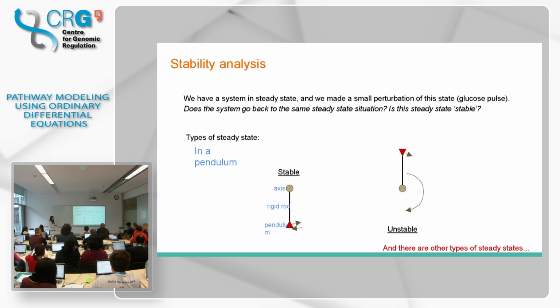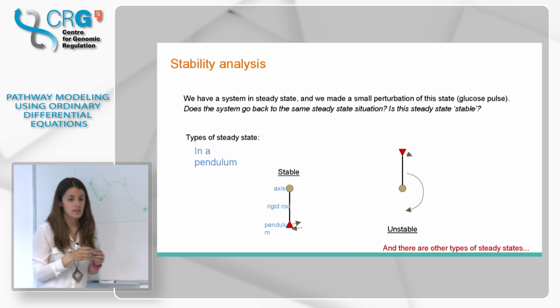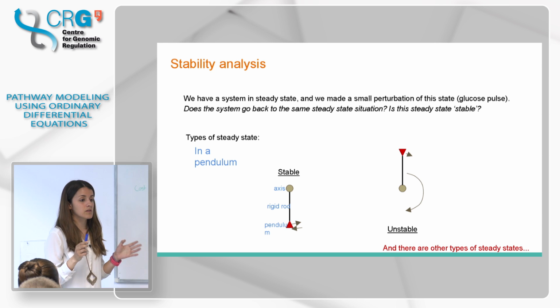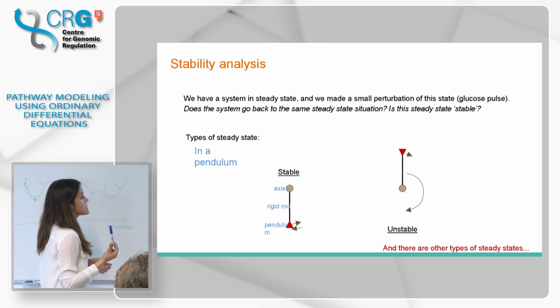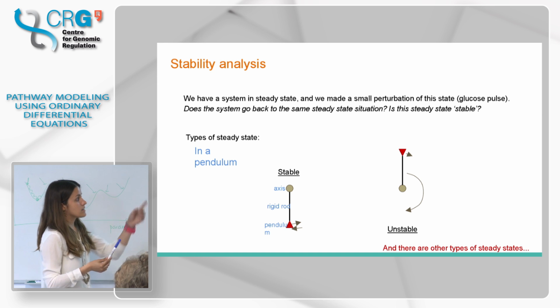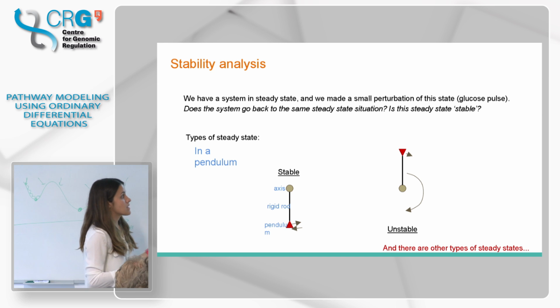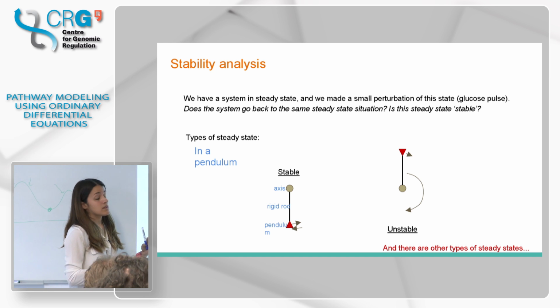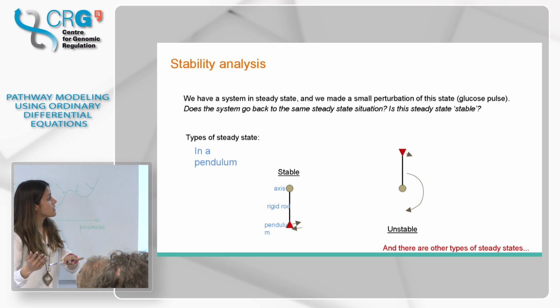We were running the simulation for a while without any perturbation, and when we were plotting the results, we had only straight lines. This is because we were in steady state and the concentrations of the different metabolites were not changing. So when a system is in steady state and we make a small perturbation of this state, like the glucose pulse, what happens to our system? Does it go back to the same steady state situation, meaning that this is a stable steady state, or have we changed to another point, etc.